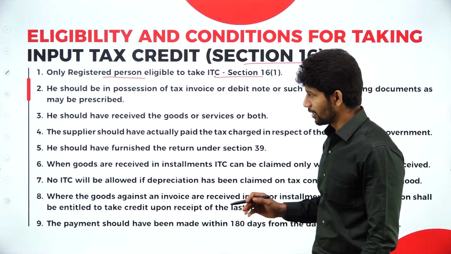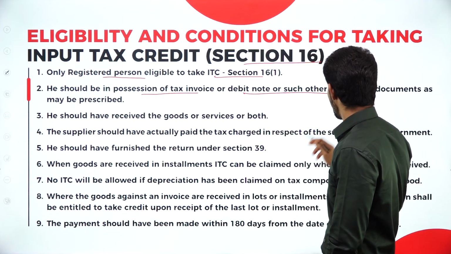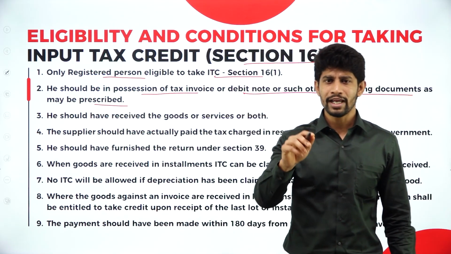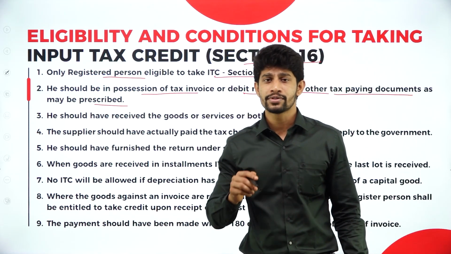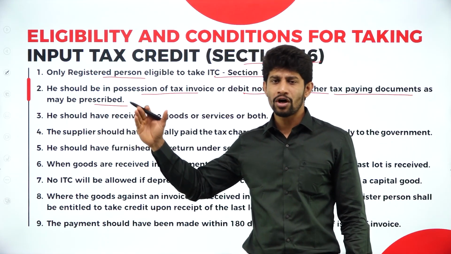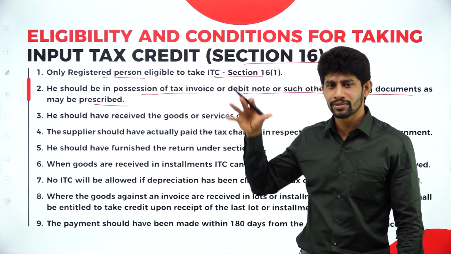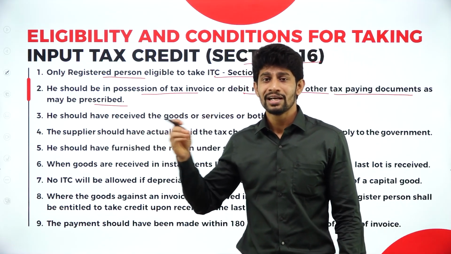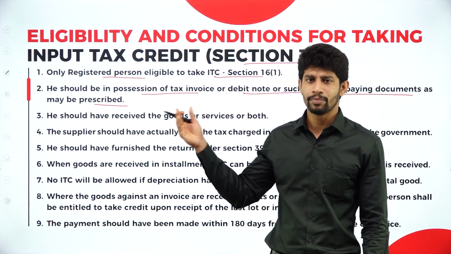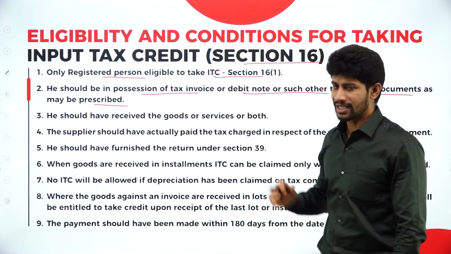What is the second condition? You should be in possession of a tax invoice or debit note or such other tax paying documents as may be prescribed. If you want to claim input tax credit, you should be in possession of a tax invoice. That means if you are purchasing any inputs or raw materials from a supplier, you have to take the tax invoice from that particular supplier, or whatever debit note is issued. You should be in possession of that tax invoice. That is the second condition.